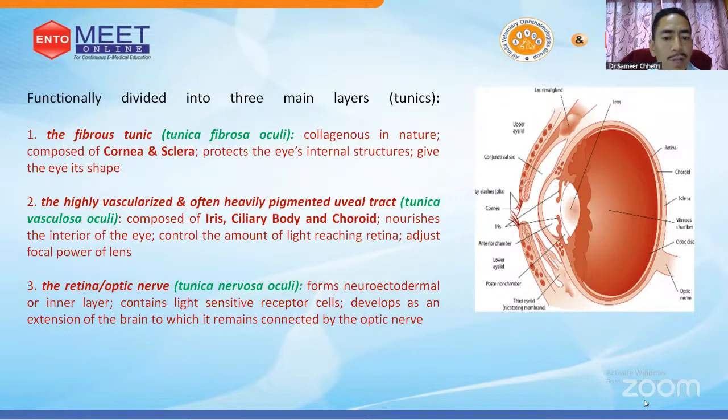This layer of the eye actually nourishes the interior of the eye, controls the amount of light reaching the retina, and also helps in adjusting the focal power of the lens. And the innermost and most important is the tunica nervosa oculi, consisting of retina and optic nerve. These form the neuroectodermal or inner layer, which contains light sensitive receptor cells. This is an extension of the brain, which remains connected by the optic nerve.